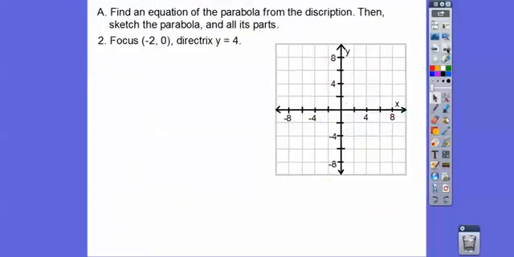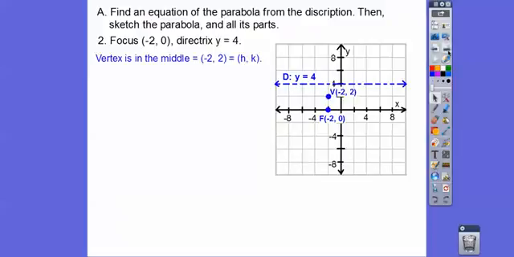All right, let's try this one. So here the focus is (-2, 0). So here's the focus, and the directrix is y equals 4, okay? Remember, the vertex is always in the middle. So the vertex is at (-2, 2). Now this parabola opens down because it protects the focus. So p is -2. Okay, so here's (h, k).